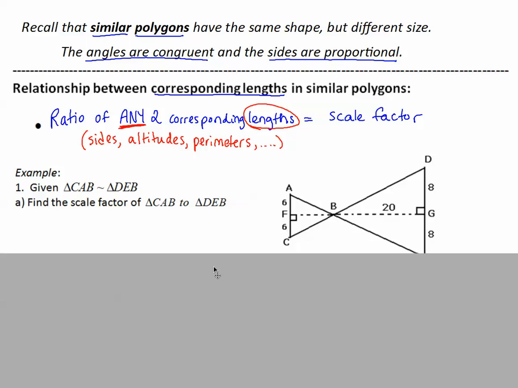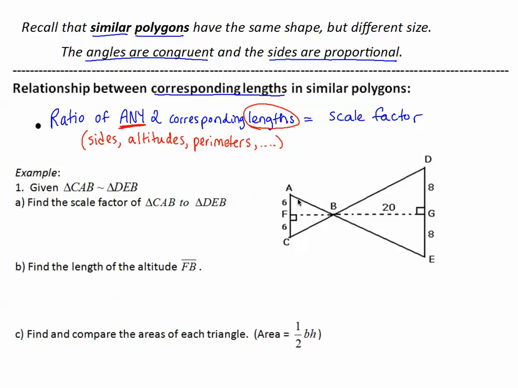Let's take a look at an example with these two triangles. We are given here that triangle CAB is similar to triangle DEB. First, we're going to find the scale factor of triangle CAB to triangle DEB. So we need to match up corresponding lengths for the scale factor. So let's look in our picture to see where we have some numbers.